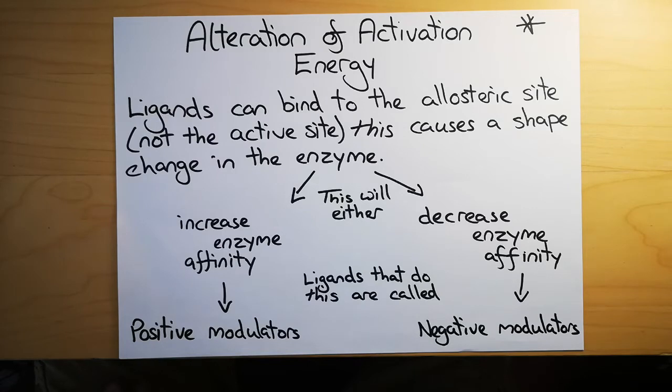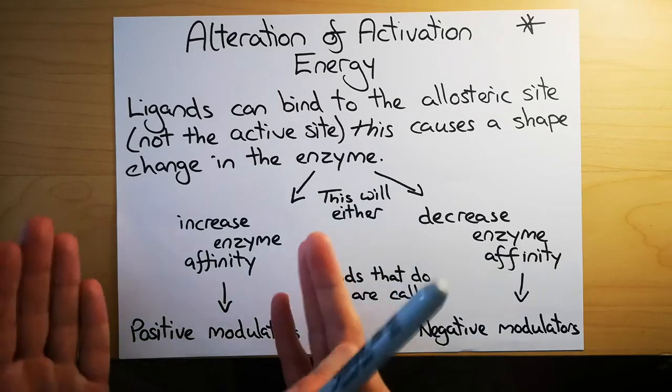That is the site, any site on the enzyme that isn't the active site that will bind to the substrate. That ligand binding to that allosteric site will cause a conformation change or a shape change, same thing, in the enzyme, or to the enzyme, however you want to say that. Now, that ligand binding to that allosteric site will branch into two potential outcomes. Either it will increase the enzyme affinity, or it will decrease the enzyme affinity.